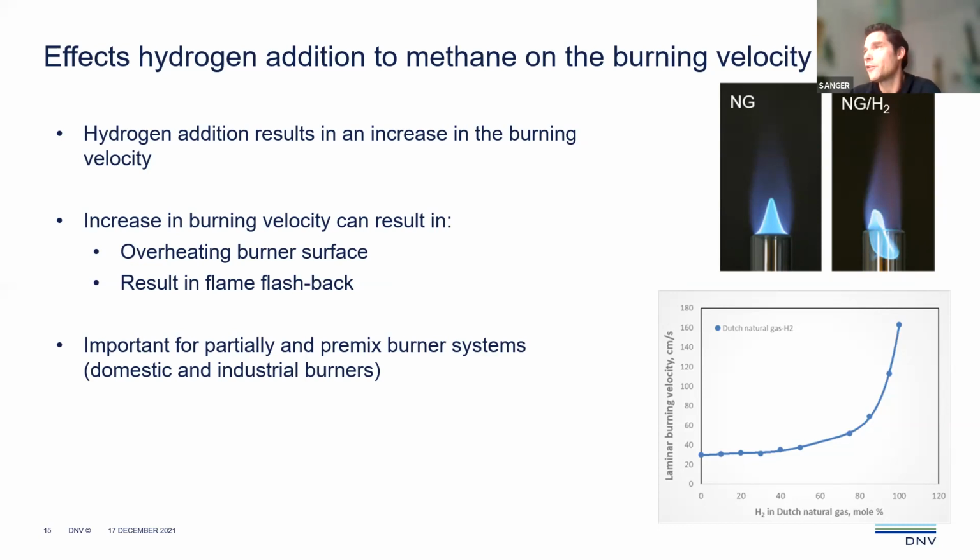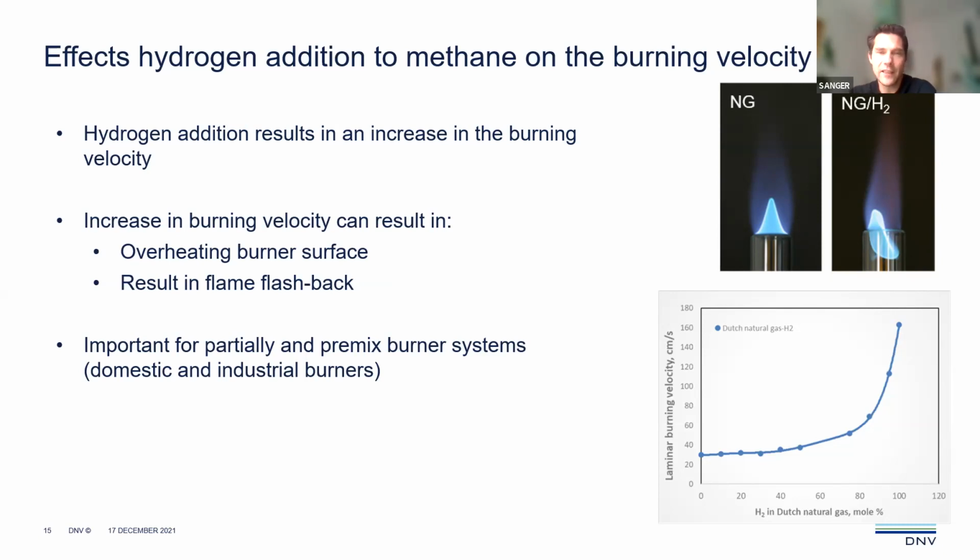In the picture on the right-hand side on top, you see, for example, a natural gas flame, which is nicely stabilized on the burner. However, when we add hydrogen, we see that the burning velocity increases and the flame crawls inside the burner tip, which causes overheating of the burner surface. That's something you do not want. And if you add more hydrogen, you get complete flashback of the flame into the burner tip.